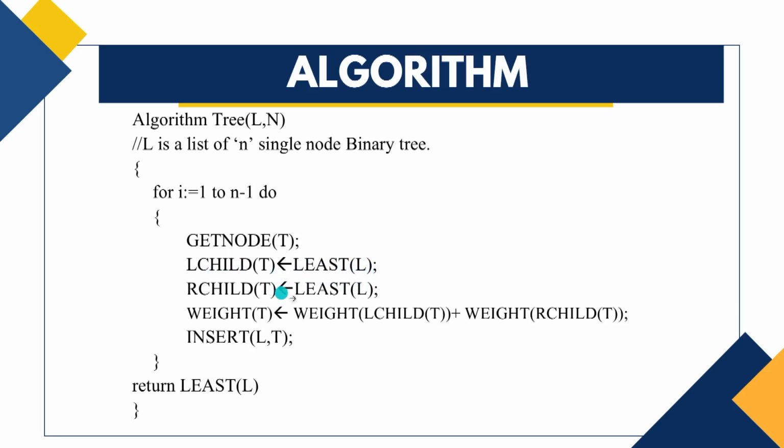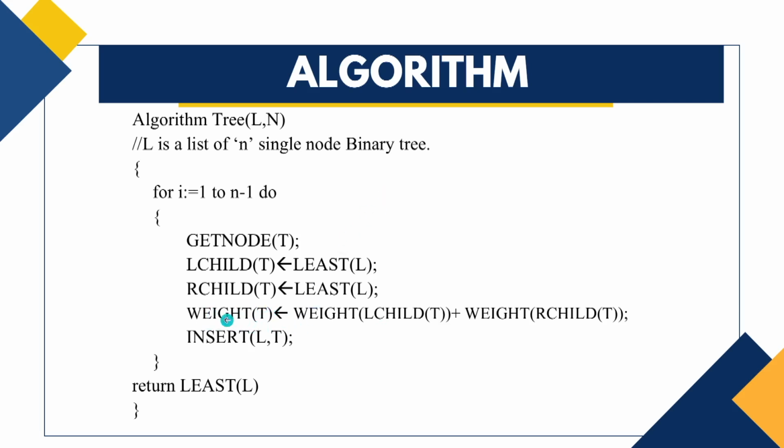And we make a call to the least function another time, and the next file containing the least number of records would be made the right child of the particular node t. Then we need to compute the sum of records in those two files, and for that we use the weight function: weight of the left child of t and weight of the right child of t. That will help you to know the number of records in each of those files, and finally we sum it up and put that as the weight of the particular node t.